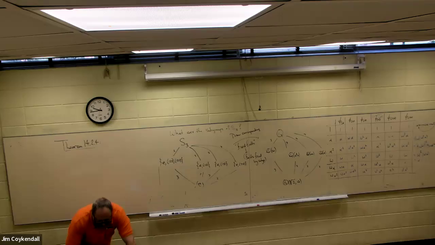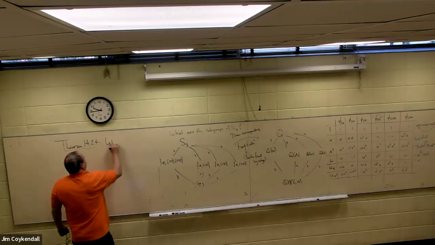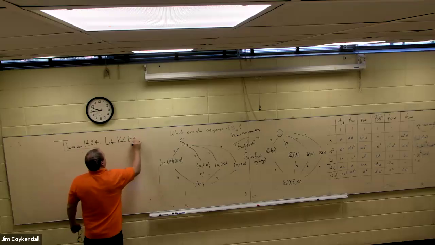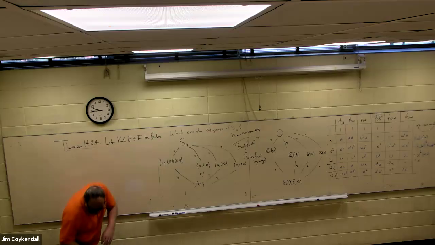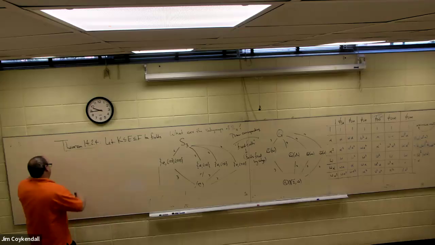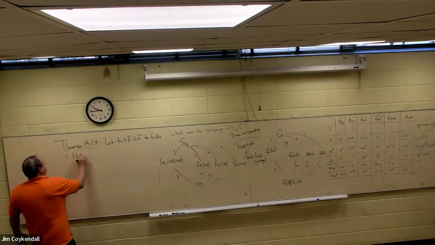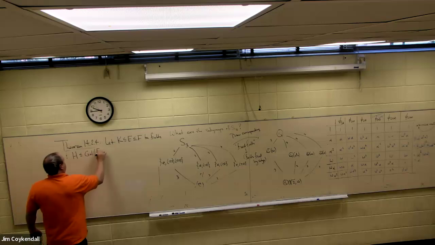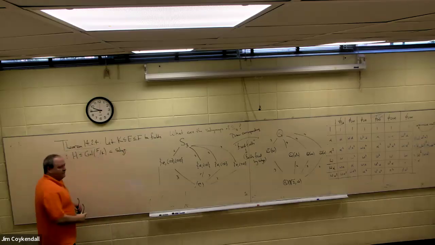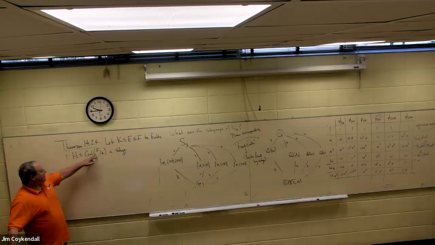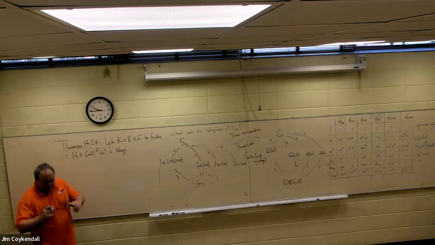Let K and E and F be fields, and let H be a subgroup of the Galois group of F over K. Don't let this intimidate you. The Galois group of F over K, these are just the automorphisms that fix K. That's it. They leave K alone, they're an automorphism of F. These are all the automorphisms. H is perhaps some subgroup.